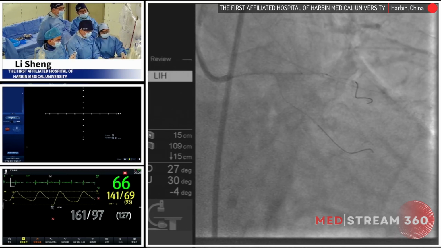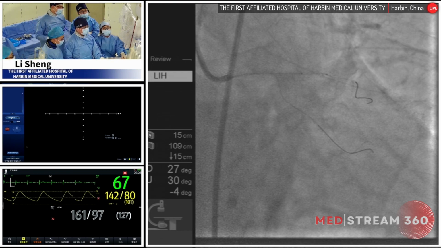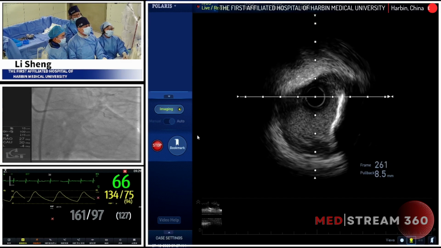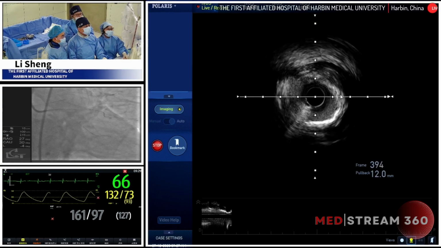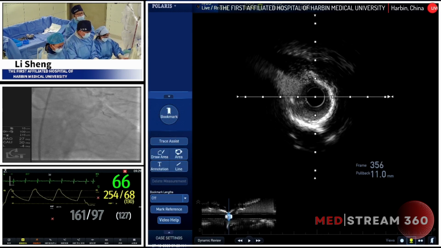And the knife is really a little bit bigger than the NC balloon or the Scoreflex. I think the calcification is the enemy. That's the reason why we cannot deliver the cutting balloon. So Dr. Wang, can you interpret the IVUS image?